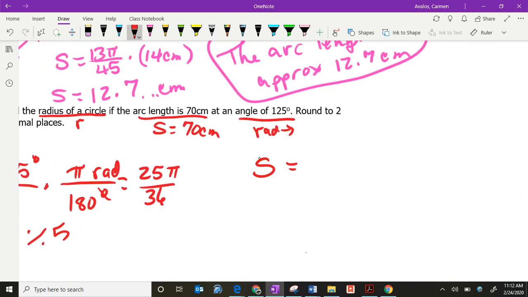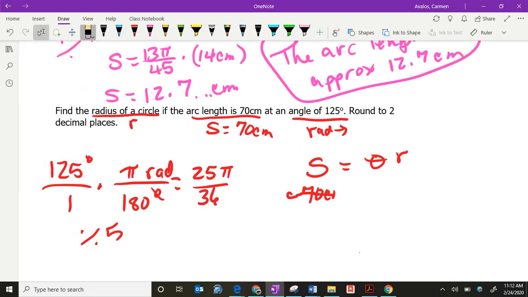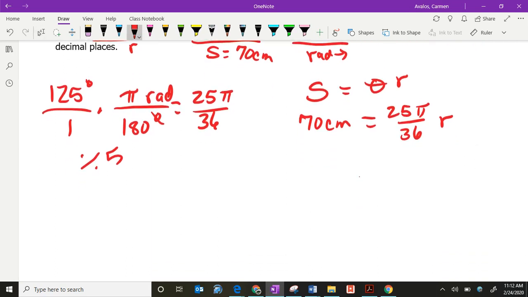So we use our formula, S equals R theta. We know that S is 70 centimeters, and then the angle is 25 pi over 36, and we don't know what r is. So in order to solve this, what we do is we multiply by 36 over 25 pi so that they could cancel, and then you do the same thing on this side. So it's going to be 36 over 25 pi, and then we put that over 1. And then we could just calculate it, and we get r.